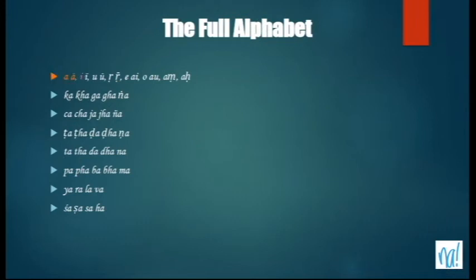The full alphabet. a, i, u, ṛ, e, ai, o, au, aṃ, aḥ, ka, kha, ga, gha, ṅa, cha, chha, ja, jha, ña, ṭa, ṭha, ḍa, ḍha, ṇa, ta, tha, da, dha, na, pa, pha, ba, bha, ma, ya, ra, la, va, śa, ṣa, sa, ha.